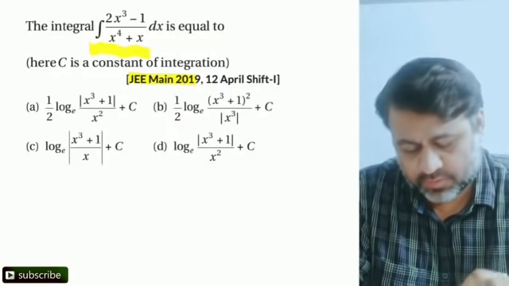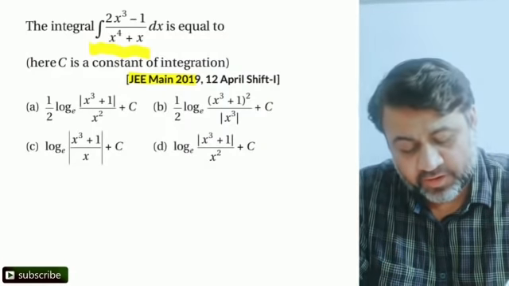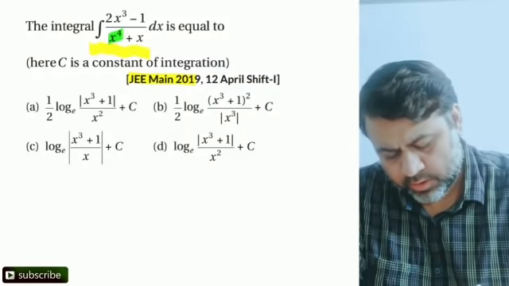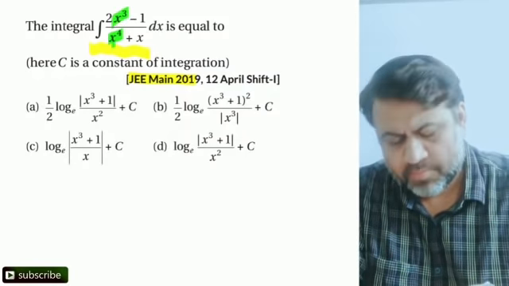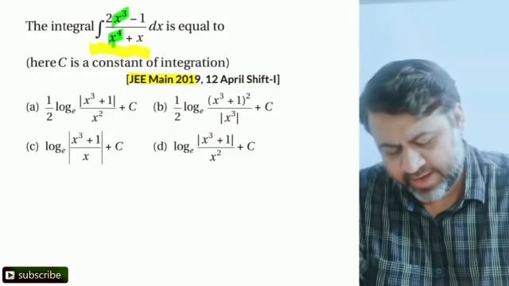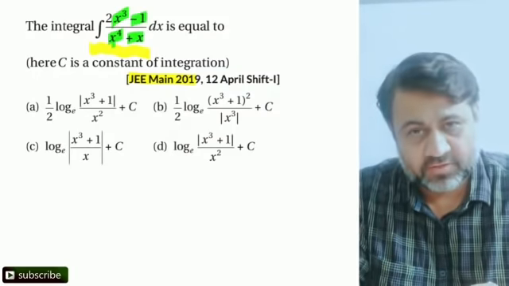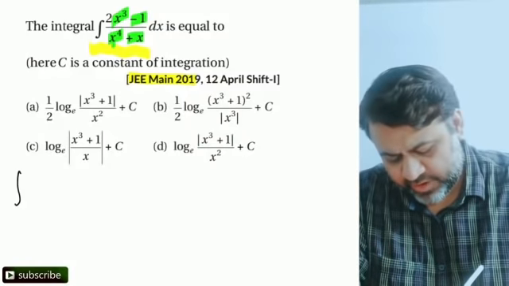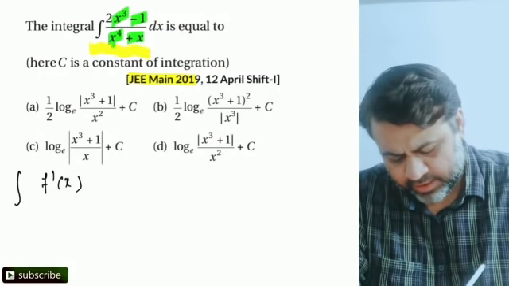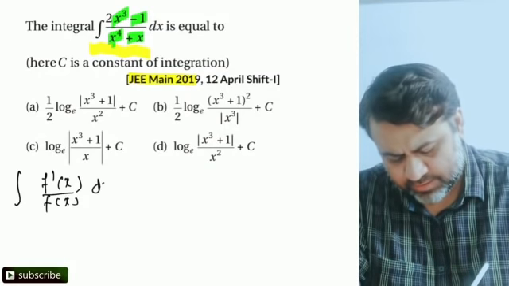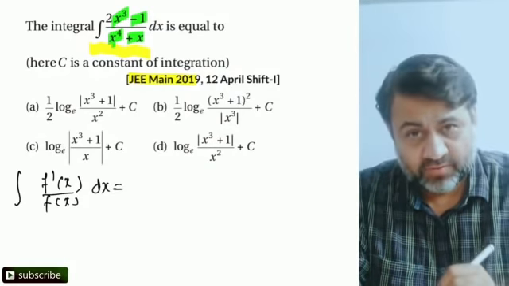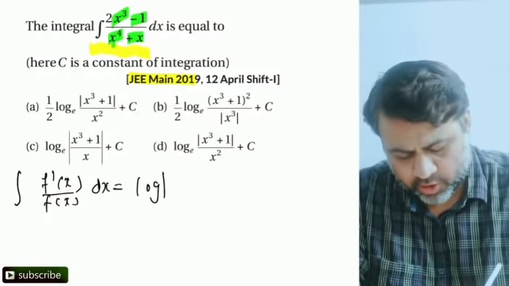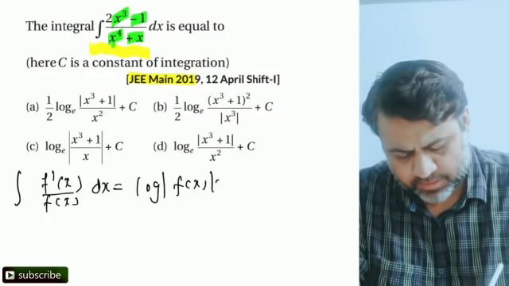Just observe this question. At least some of you will definitely realize that the derivative of x power 4 is 4x cube, but I have at least x cube in the numerator, and the derivative of x is 1, though I have minus 1 here. So when you observe this much, most of you will think that the integration of f dash x by f x dx, that is, when the derivative of the denominator is present in the numerator, then the answer is log mod denominator, log mod f of x plus c.